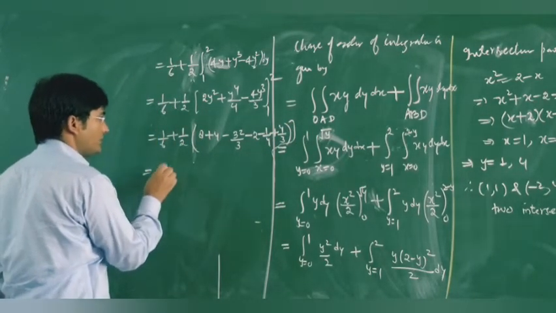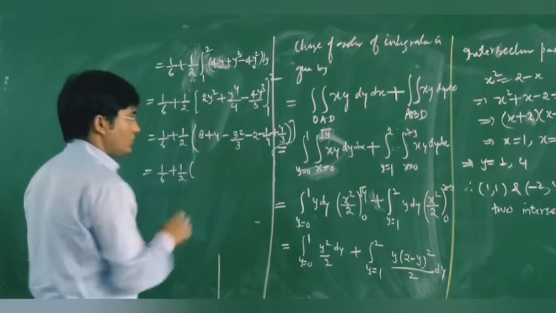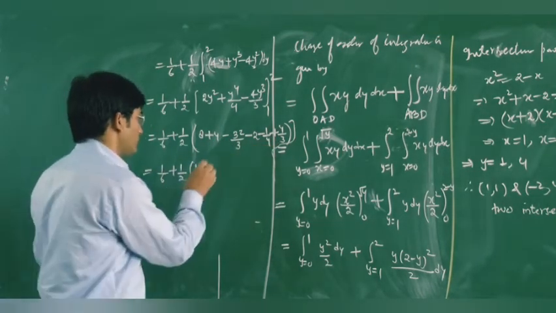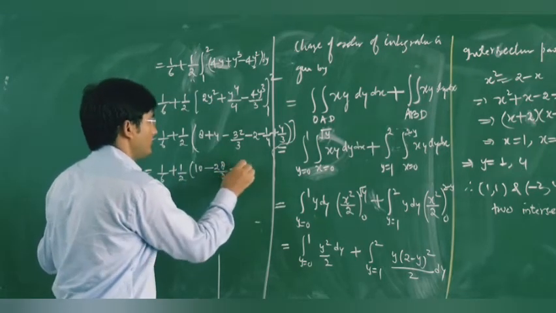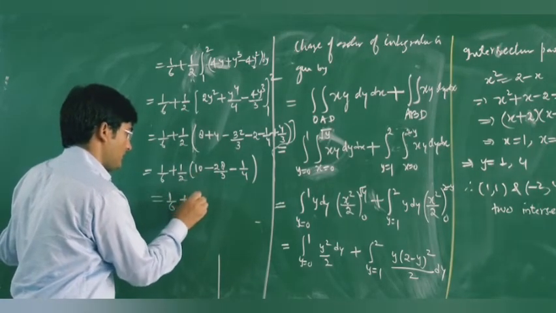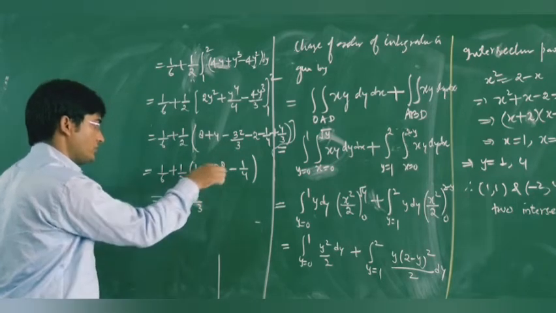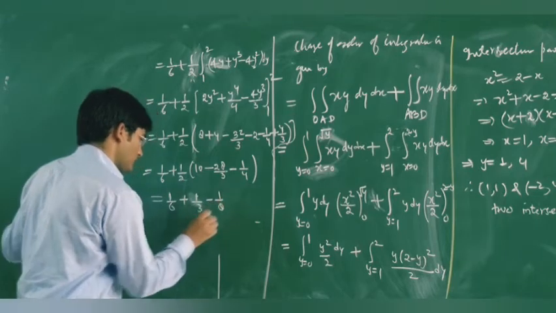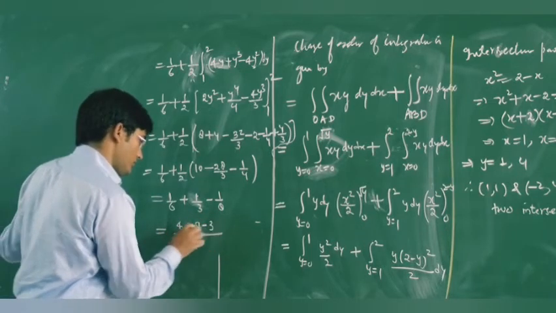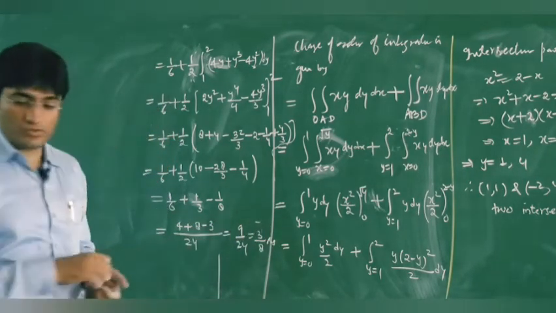So this is equal to 1 by 6. Now let us simplify this bracket, so we have 8 plus 4 as 12, minus 2, so this is your 10, minus 32 by 3 plus 4 by 3, so this will be minus 28 by 3, minus 1 by 4, and this is equal to 1 by 6 plus, 10 minus 28 by 3, so this will be 2 by 3, so this is 1 by 3 minus 1 by 8. So your LCM will be 24, so we have 4 plus 8 minus 3. So this will be 8 plus 4 is 12 minus 3, so 9 by 24. So this is 3 by 8. So that means your answer is equal to 3 by 8.